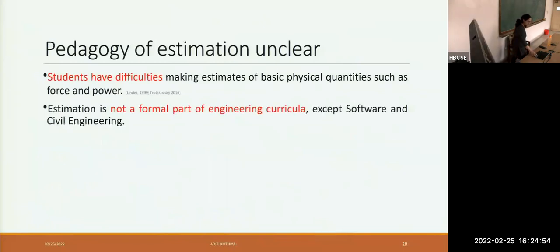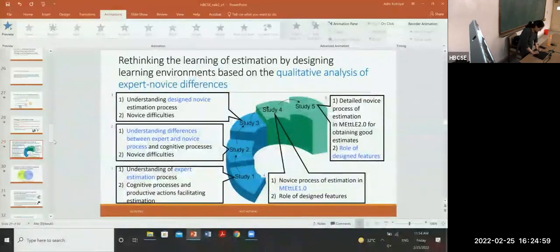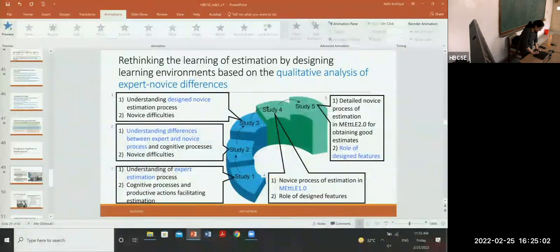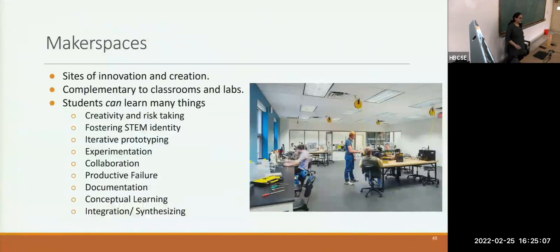So, yeah, there is a list of possible benefits and I'm just going to flash it, okay? But the idea is that this is preliminary research on what are the kinds of things that people can learn in makerspaces. There is some evidence of conceptual learning, some evidence of all of these kinds of what are now called 21st century skills. So creativity, risk-taking, fostering STEM identity, iterative prototyping, a lot of these things.